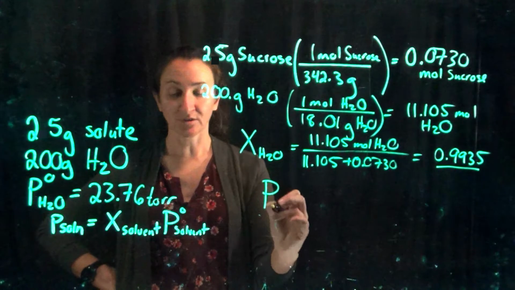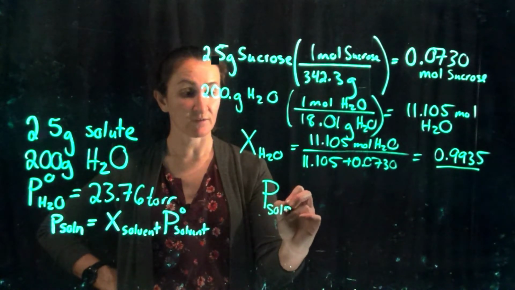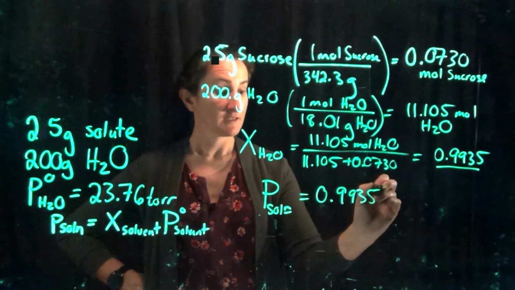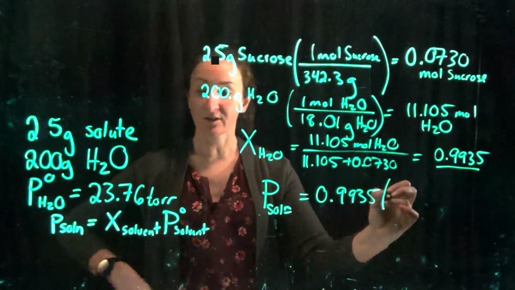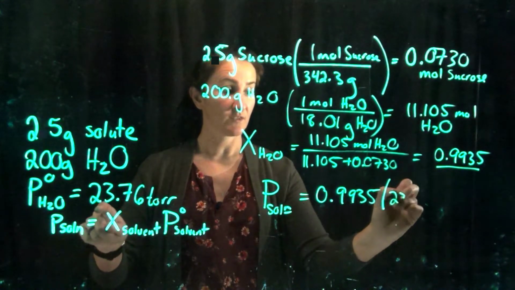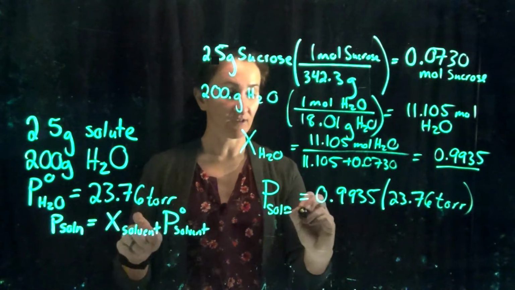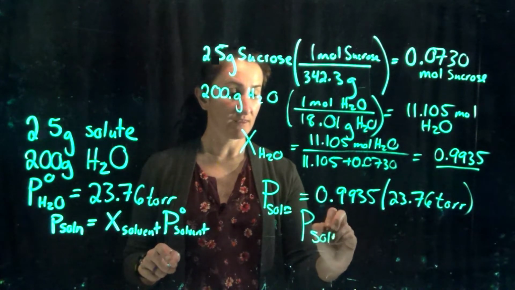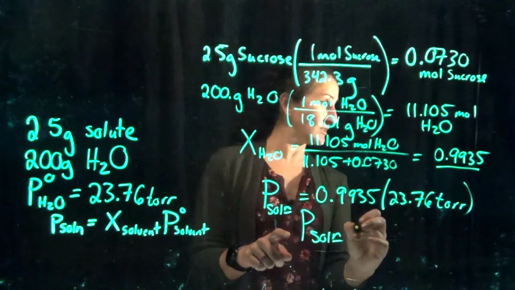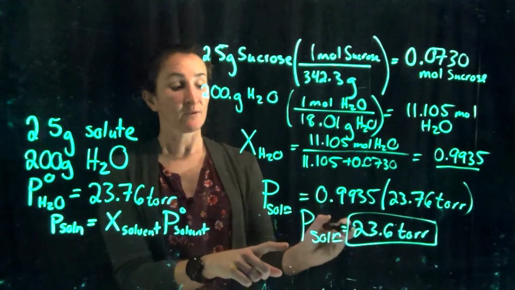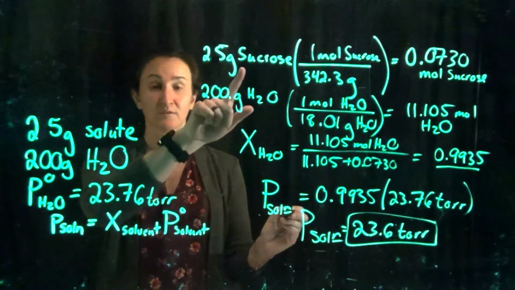So now I can take this mole fraction and plug it in for my mole fraction of my solvent. My total pressure of my solution equals my mole fraction times the pressure of my pure solvent, which is 23.76 torr. Plug that into your calculator and you end up with a pressure for this solution of 23.6 torr. So this is the pressure for a sucrose solution.